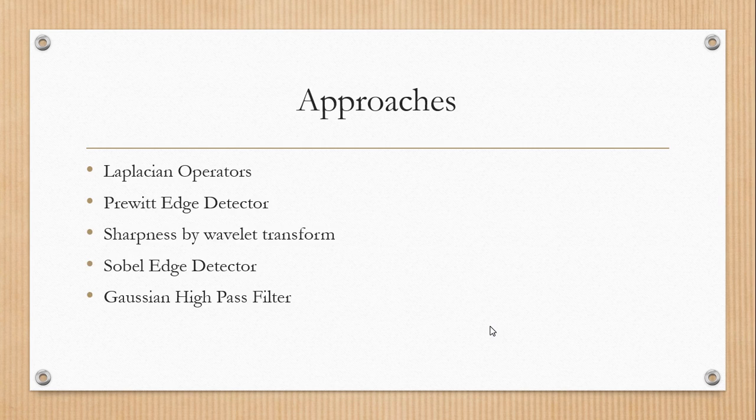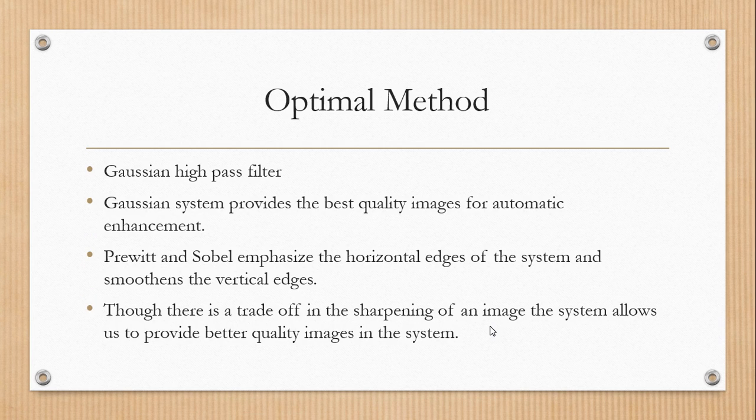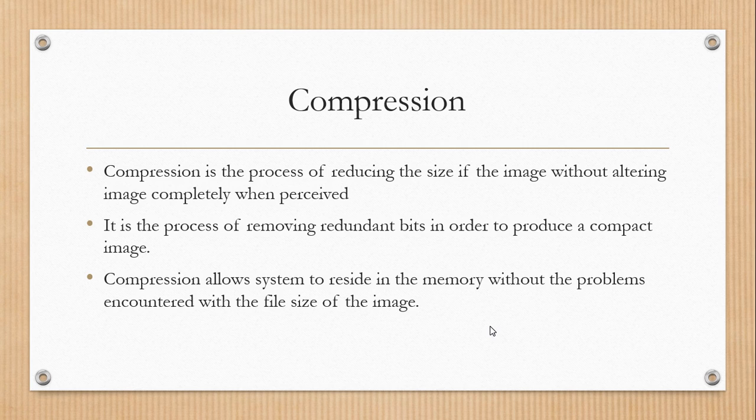There are different types of approaches for improving the sharpness of an image. We use a Gaussian high-pass filter because it gives a very high-quality image. Prewitt or Sobel filters cannot be used because they emphasize the horizontal edges, whereas they do not emphasize the vertical edges, and we might not know which is the more important edge in a particular image. Since we use Gaussian, there will be a trade-off between the horizontal and vertical edges emphasis. However, the image produced automatically will be a very good image, a better quality image than the original present in the system.